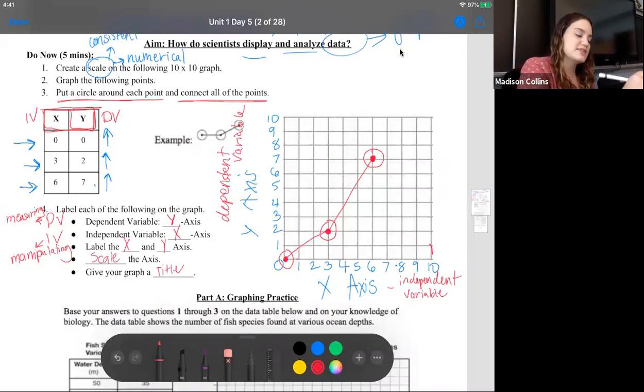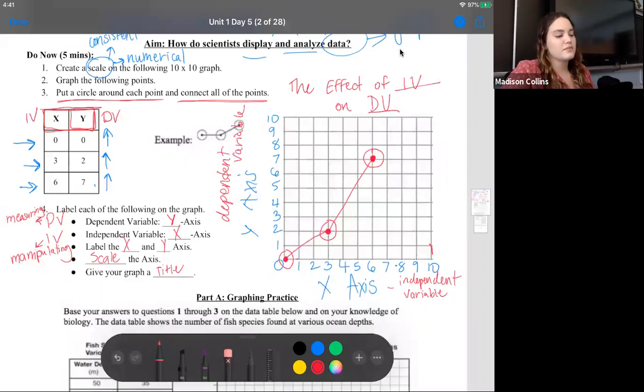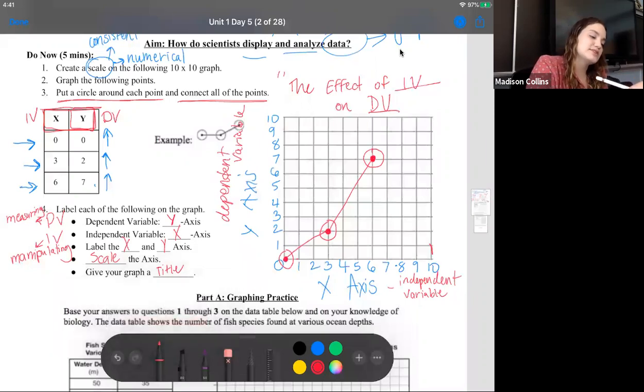So the template is this. I want you to always put the effect of IV on DV. And of course, whenever you actually have data you're working with, you will replace IV and DV with your independent and dependent variable. But I promise you, if you consistently use the effect of IV on DV, your graphs will be perfect.